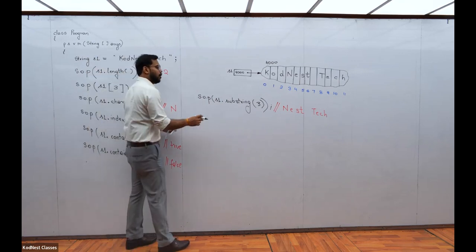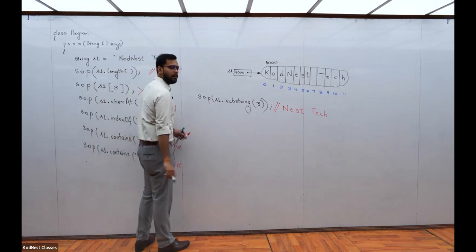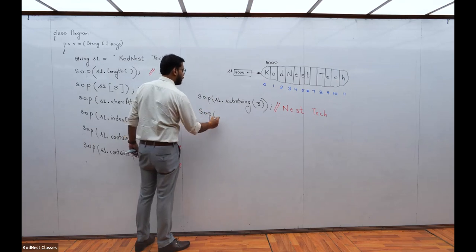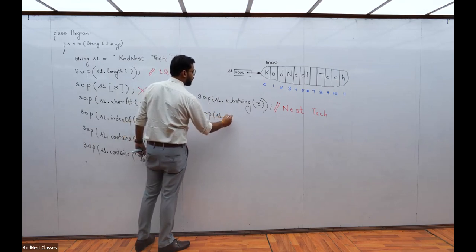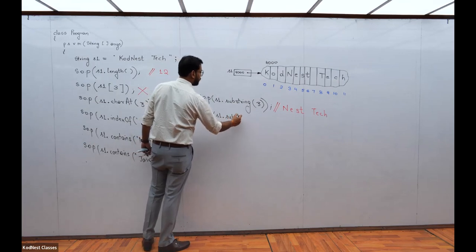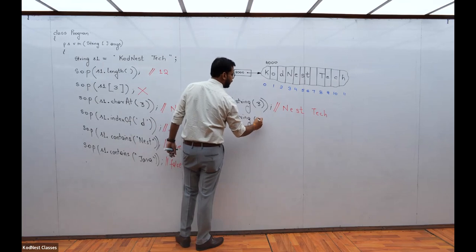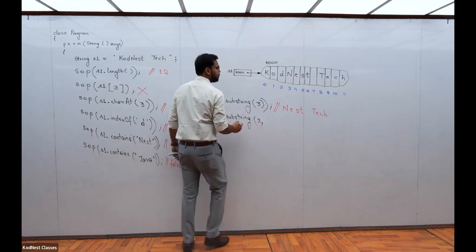Next, how you are using or having one more method here, substring, like that. I will use the substring in this manner. I will write here substring 3, 7.